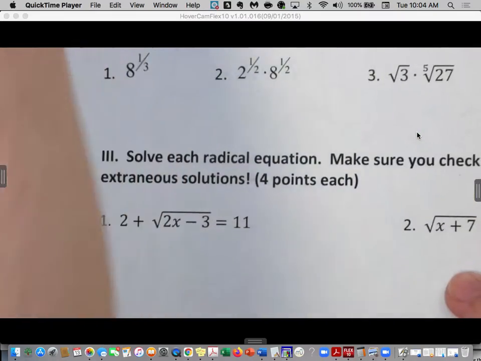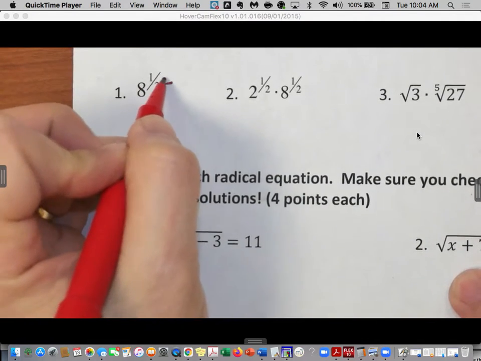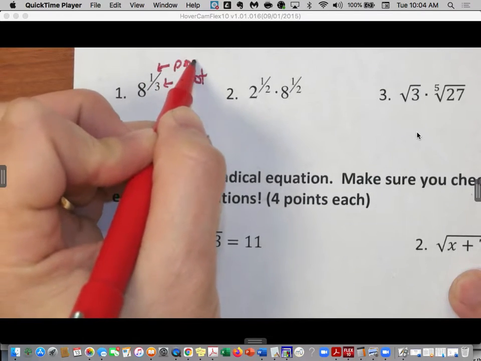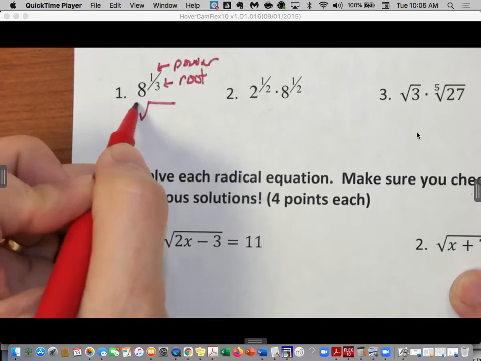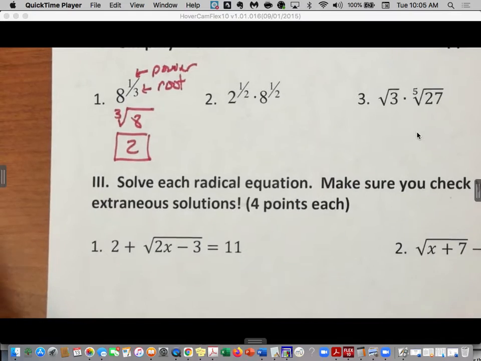Now, I would much prefer you be able to do it in your head. This is just, remember, roots on bottom, root or index, whichever way you want to talk about it, and the top one is the power, okay? So all this is the cube root of 8, which is 2. So that should not throw you off at all.